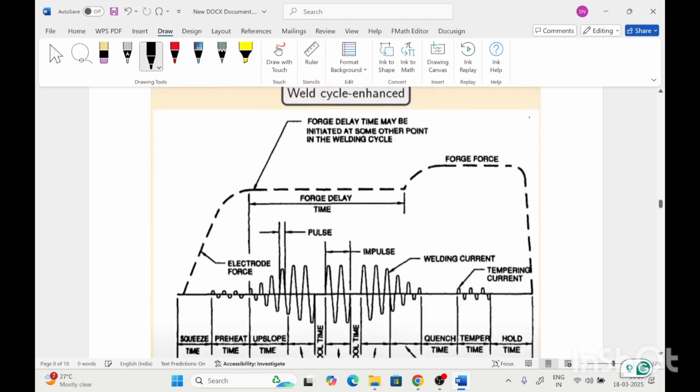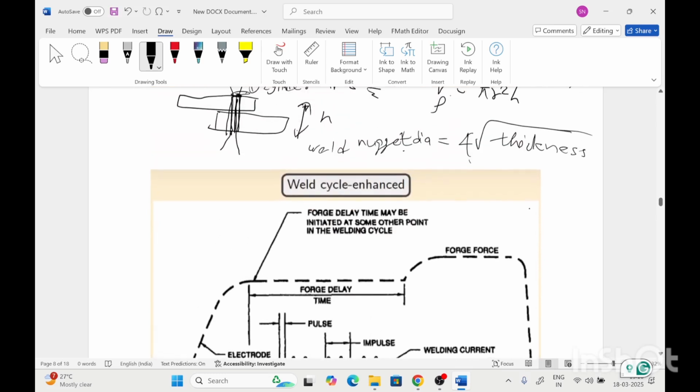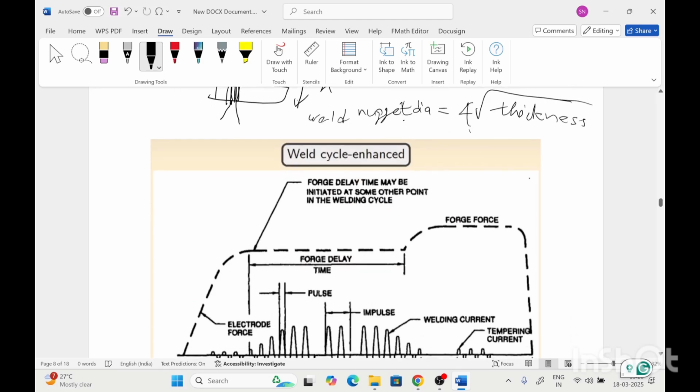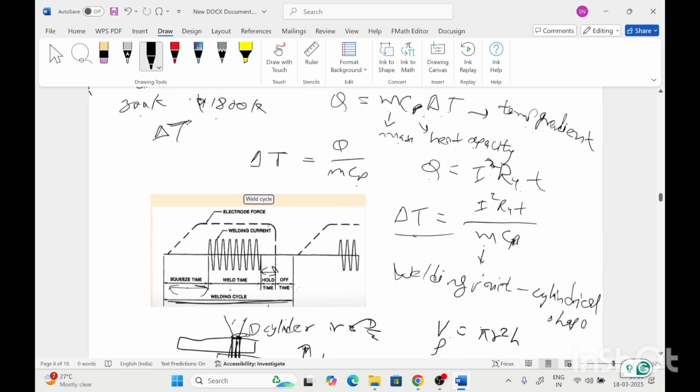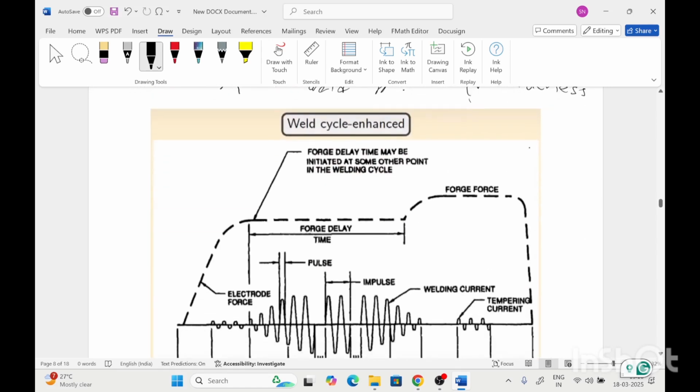Is it a thumb rule or is there any mathematical concept? It is a thumb rule used in this welding. So it's an empirical relation, no? Yes. Sometimes this welding cycle is also controlled by a PID controller.